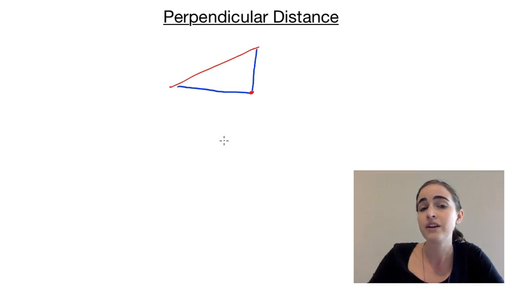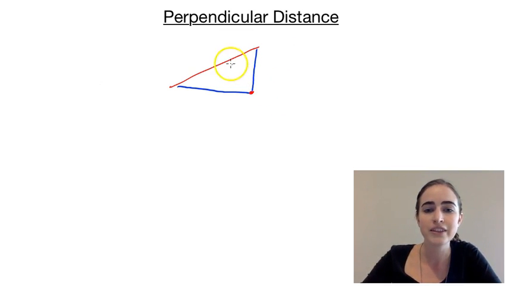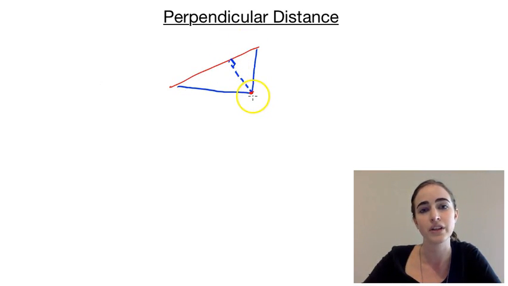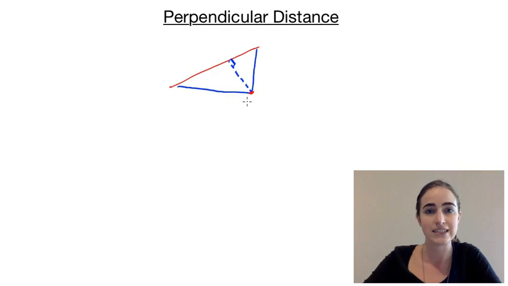The only one that we're going to be interested in though is the shortest distance possible. And the way that happens is if we find the distance that meets this line at right angles. So it meets it there at right angles, and that's going to be the shortest distance possible between the line and the point. So it is called the perpendicular distance.